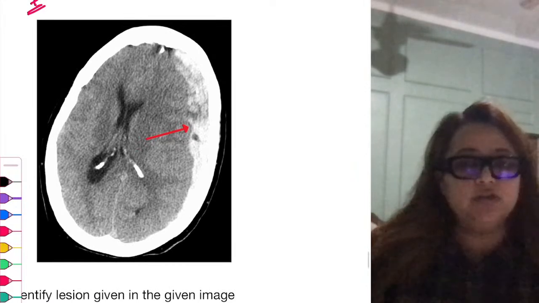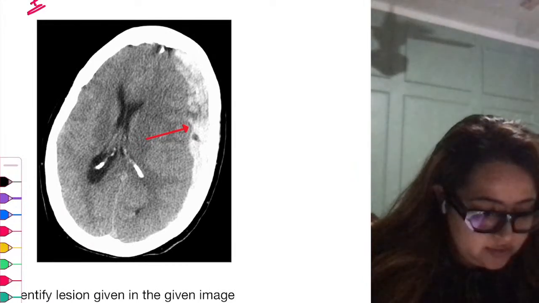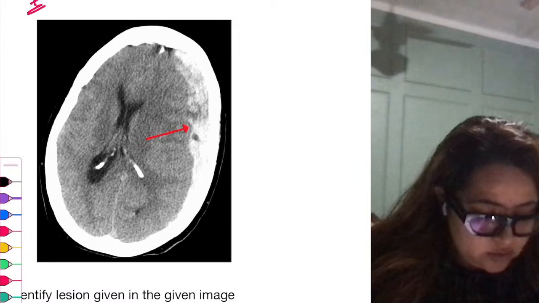Identify the lesion given in the image. What is the lesion given in this image? Yes, Akash. What is this lesion?